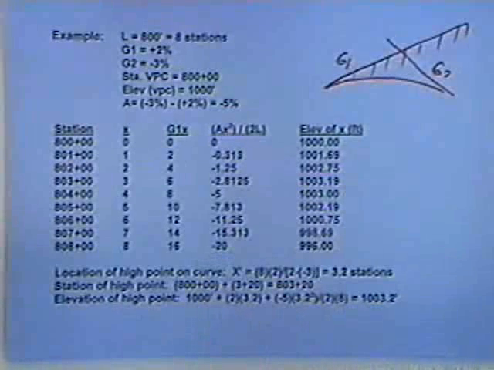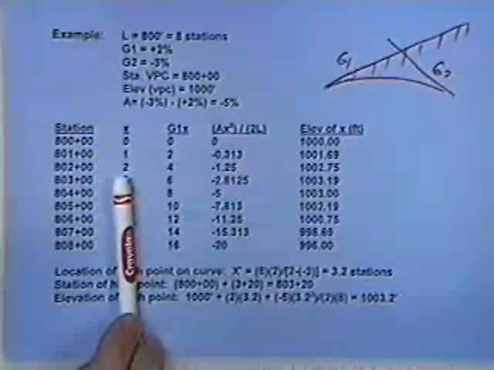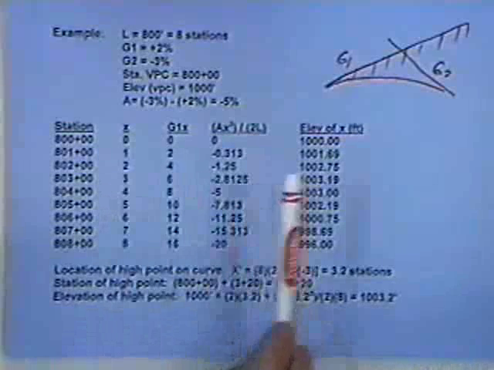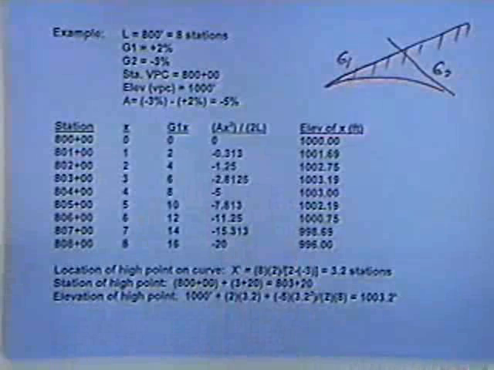So we can compute elevations along those points. And you might notice from this particular formula we could compute the elevation of any point on that curve. If we wanted to compute the elevation at station 802 plus 50, that would be 2.5 stations. Substitute into our formula, we could compute the offset there and compute the elevation for any point along that curve, as long as we knew how far it was from the point of vertical curvature.